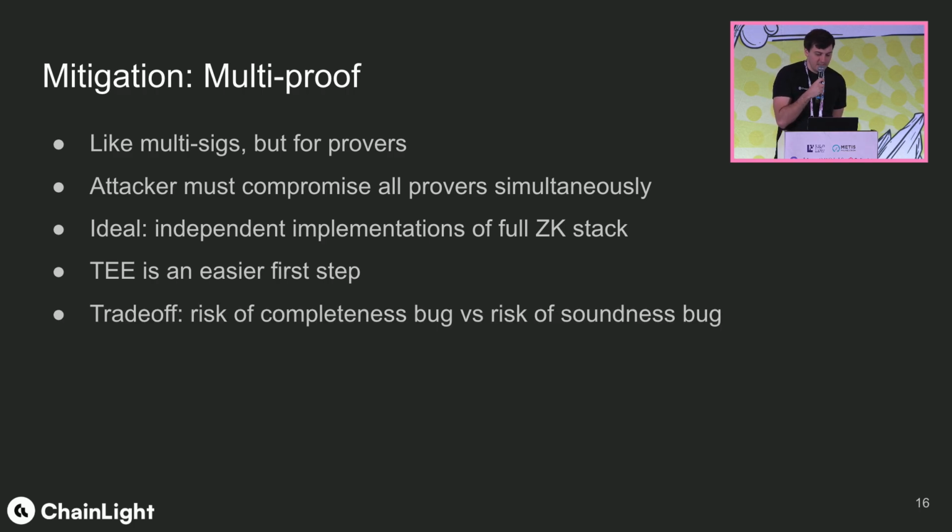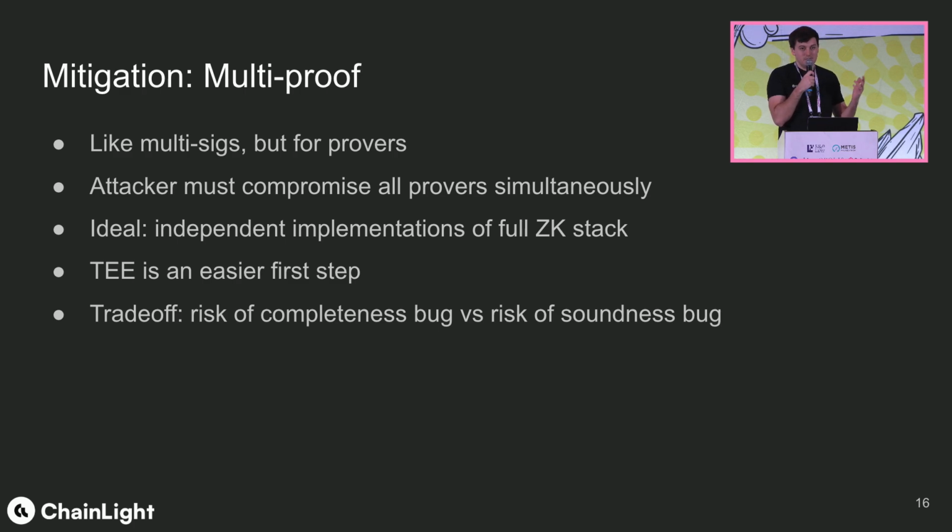It's worth noting there is a trade-off you're making here. If you require multi-proofs, it means you need to be able to prove the block with all of the proof systems at the same time, which means you're risking, if there's a completeness bug in any of the proof systems, that you're unable to prove that block in your multi-prover. But generally, soundness bugs have higher impact and are more critical than completeness bugs. So this is generally a trade-off worth making for security.